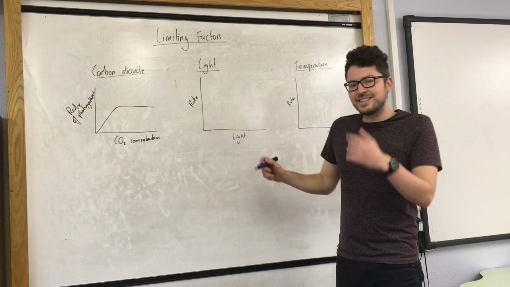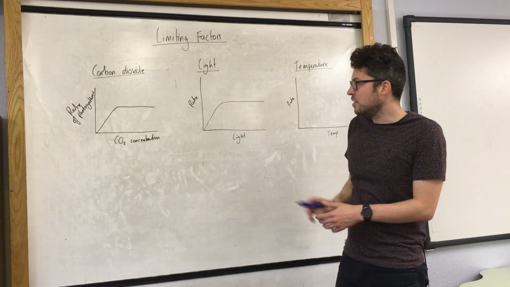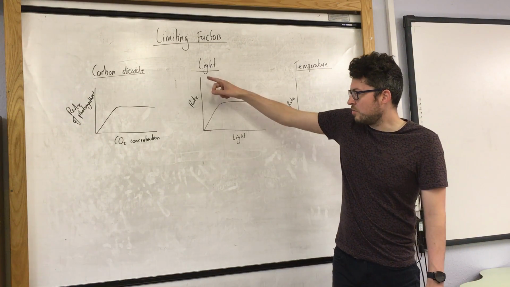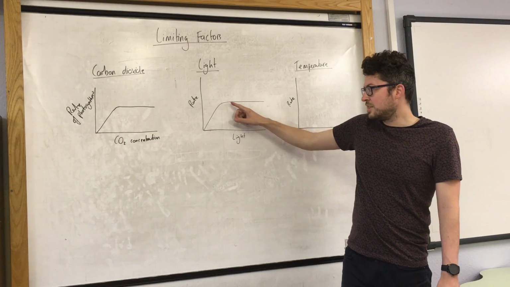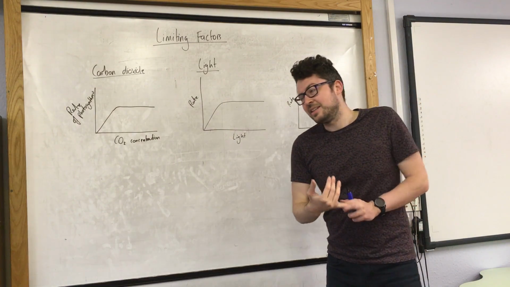Now light has the exact same shape as carbon dioxide concentration. Okay, so the exact same shape. So as light intensity increases, so does the rate, until a certain point, then it levels off. Now I'll come back to describing and explaining these graphs in a second.